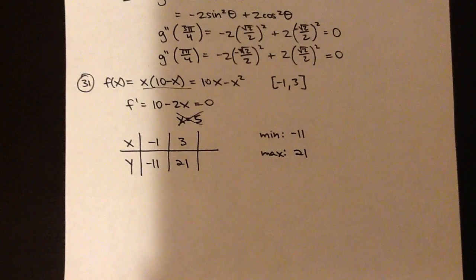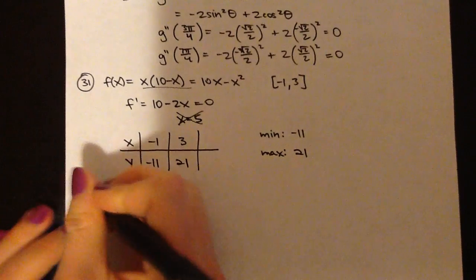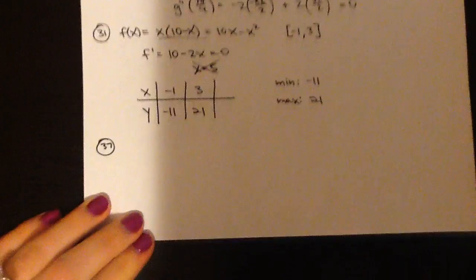Always read carefully because sometimes the AP test will say, like, at what x value does the minimum occur? Then you would say -1. But if they want the extreme values, they want the minimum value and the maximum value. That's the y. Okay, next one. Same topic. Number 37.